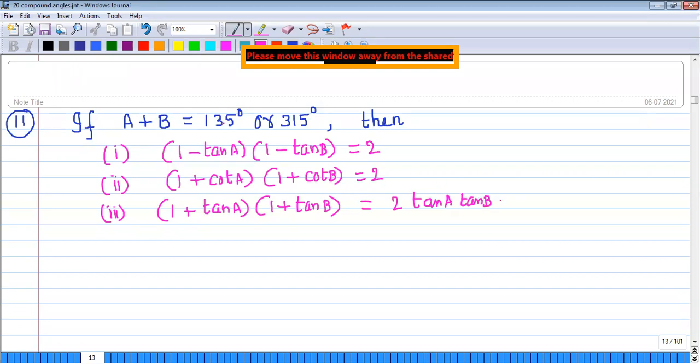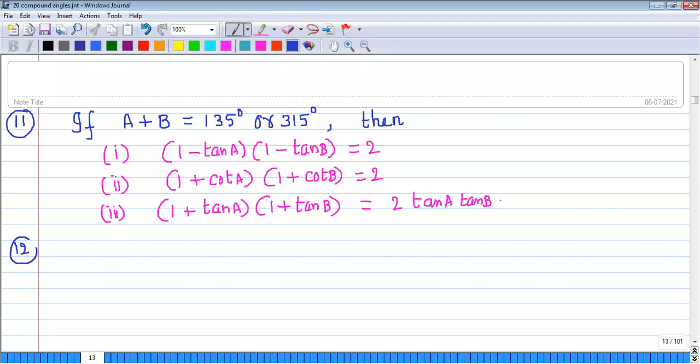So yesterday we have discussed, A plus B is equal to 45 degrees or 225 degrees: 1 plus tan A into 1 plus tan B is equal to 2, 1 minus cot A into 1 minus cot B is equal to 2, and 1 plus cot A into 1 plus cot B is equal to 2 cot A cot B. But if A plus B is equal to 135 degrees or 315 degrees, then 1 minus tan A into 1 minus tan B is equal to 2, and 1 plus tan A into 1 plus tan B is equal to 2 tan A tan B. Okay, next, the 12th one.